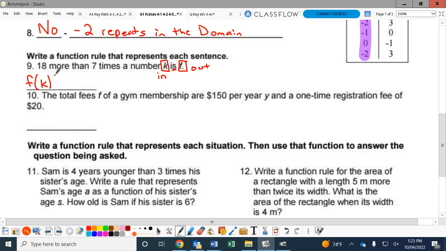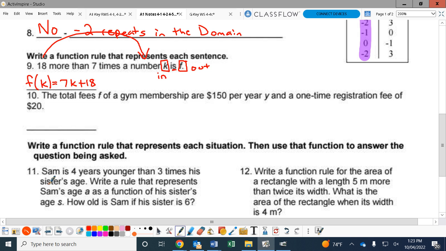Perfect. Then when you write this, guys, 18 more than means you're adding 18 to the end. So you're going to put plus 18 at the end. And then 7 times the number k is just written what? 7k. Perfect. That's it, guys. You don't have to solve it. You're just writing it. Yes?